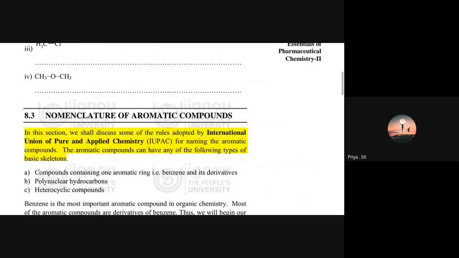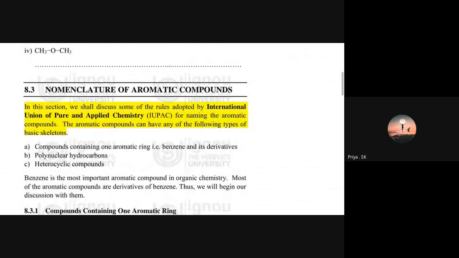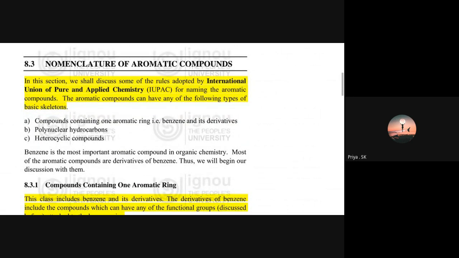Now, nomenclature of aromatic compounds. In this section, we shall discuss some of the rules adopted by the International Union of Pure and Applied Chemistry, that is IUPAC, for naming the aromatic compounds. The aromatic compounds can have any of the following types of basic skeleton. Compounds containing one aromatic ring, such as benzene and its derivatives. Then it can be polynuclear hydrocarbons, or it can be heterocyclic compounds.